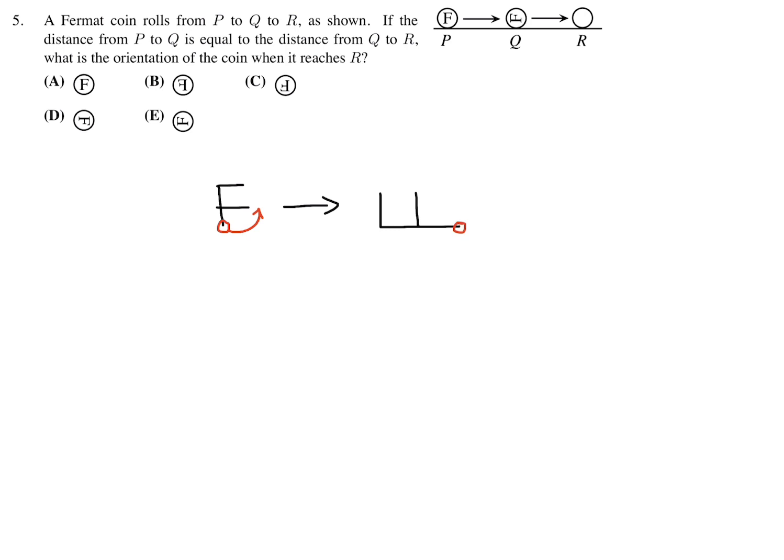Then one more revolution as it moves the exact same distance, in the exact same way, it will go up like that. So the tail would be here then, and the rest of the F is going to be like that. I hope I explained that properly. Basically it's rotating as it moves along. So number 5, therefore, is C.